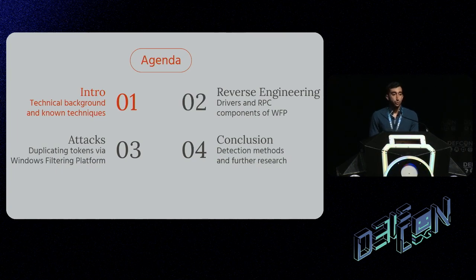Here is what we're going to talk about today. I'll start with an overview of known privilege escalation techniques and the technical background to understand them. Then, I'll show the process of reverse engineering the execution of an RPC method throughout the entire Windows filtering platform. Once we understand how this platform works, we'll be able to abuse it to gain high privilege tokens. The final part will be about how to detect these attacks, and I'll also share some interesting findings that you can continue and dig into, and maybe you'll find new attacks yourself.